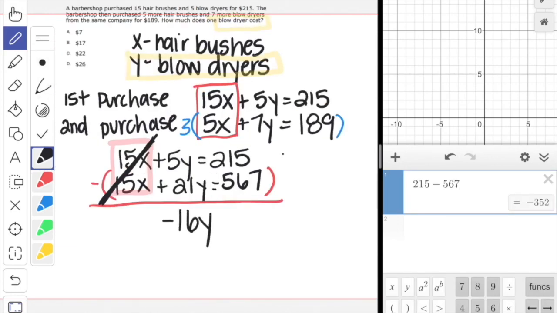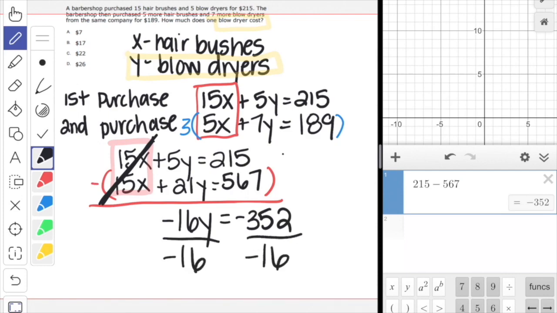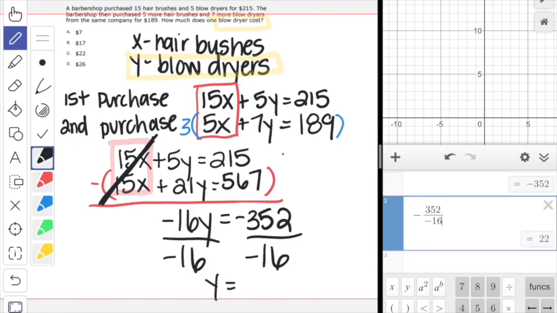So if I do 215 minus 567, that's going to give me negative 352. And I'm going to divide by negative 16. And I should get that y is positive 22. So y is what we're solving for, so C is the answer.